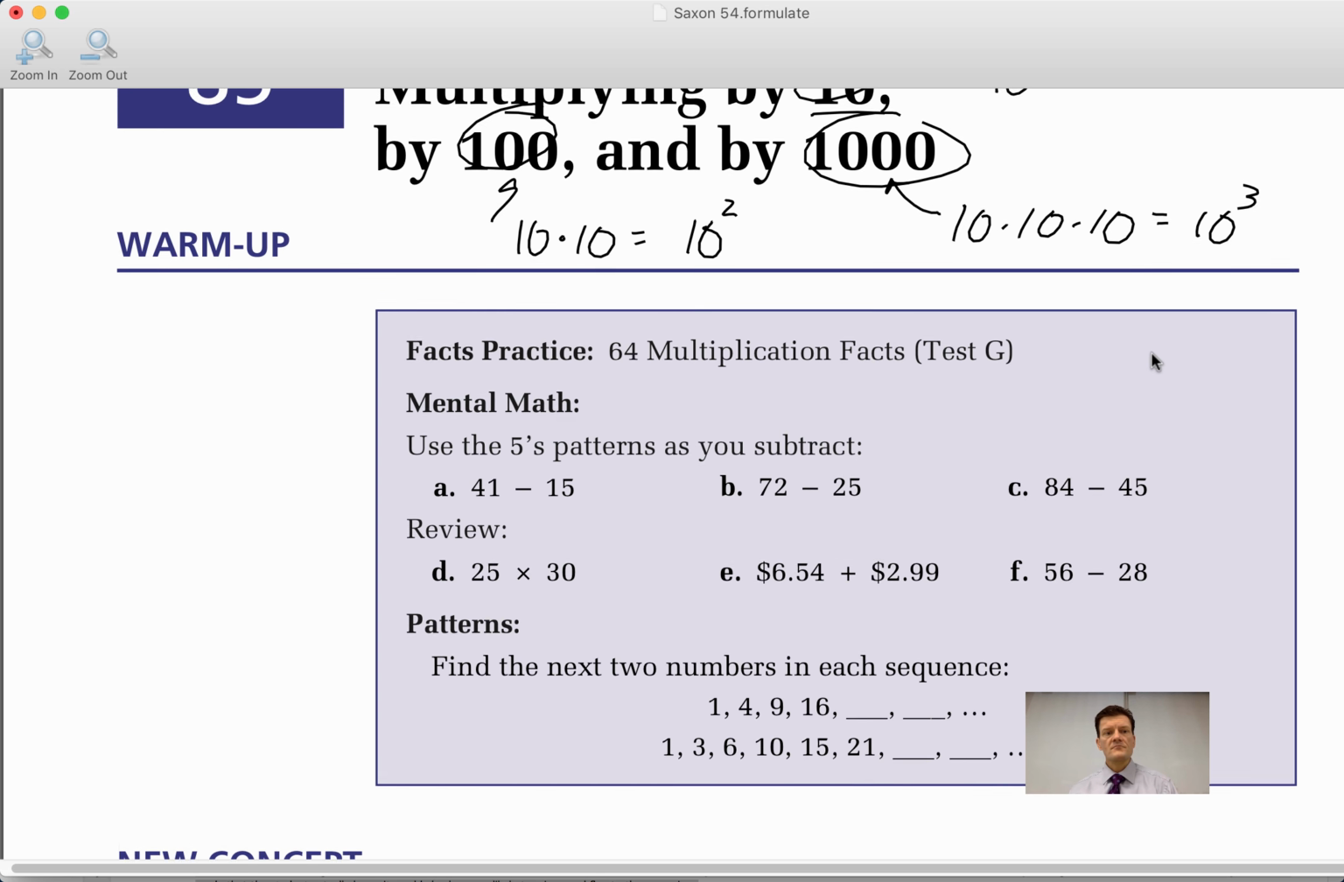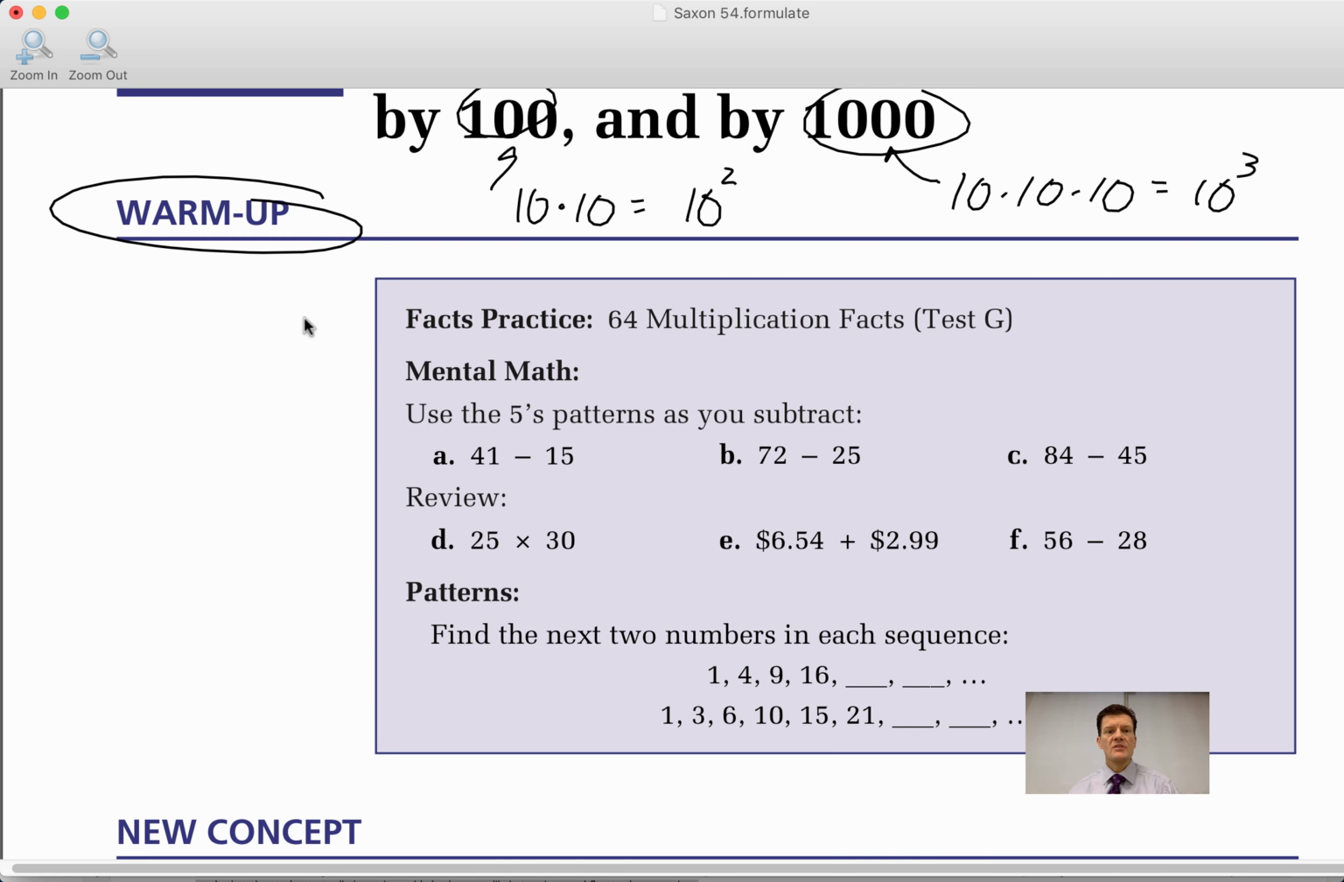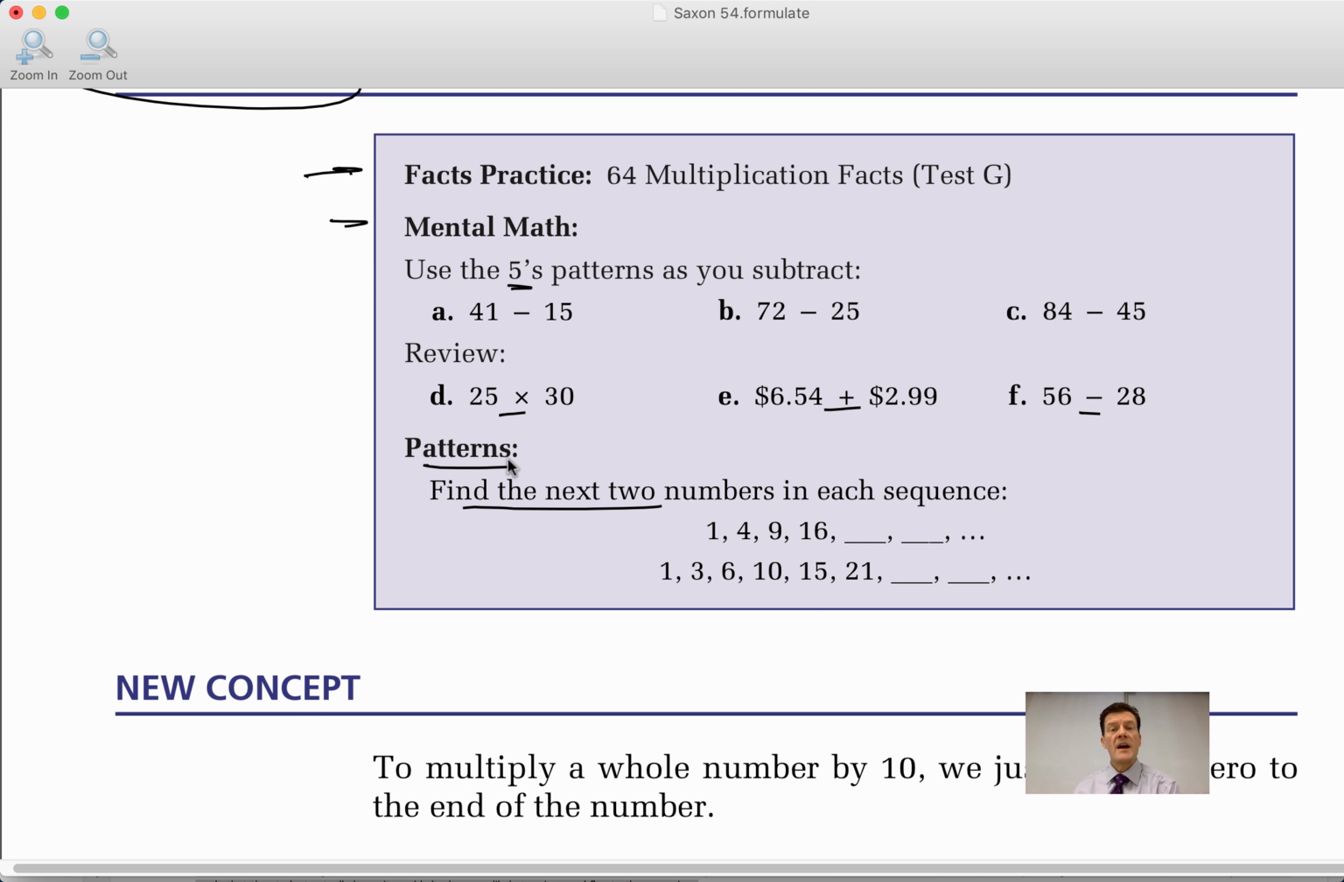Okay, if you haven't already, please do these warm-up questions here. Again, it's asking you to look at the patterns in order to help you with some subtraction. You're working on multiplication and addition and subtraction there. Always make sure you're fine-tuning and honing your skills with these different operations. This pattern down here, find the next two numbers in each sequence. So you're looking again for patterns. If you remember, I said a lot of math is all about patterns, and the more you see the patterns, the easier the mathematics would become.